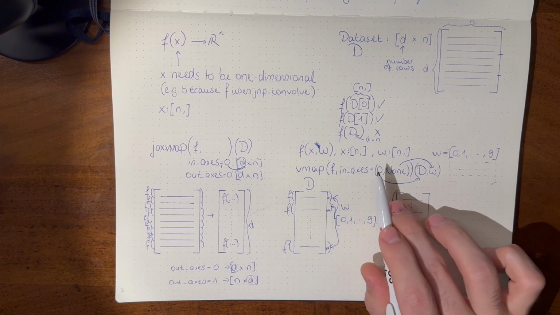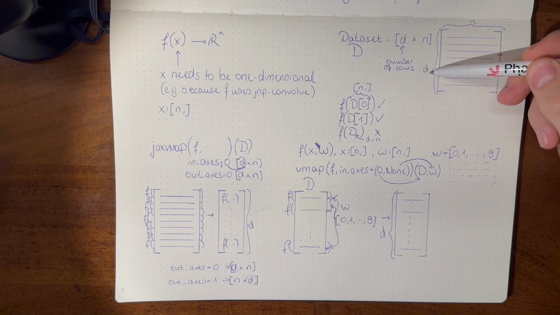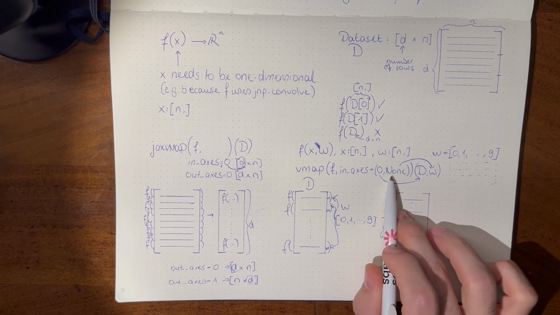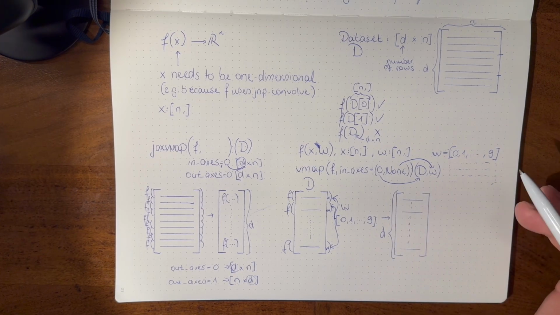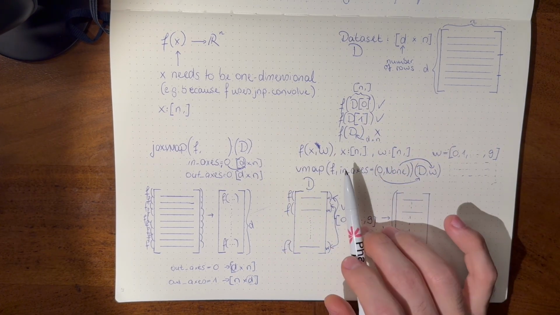So we want to take the 0th axis of this matrix, in other words, this dimension, but we don't want to do the same for W. We pass in None, and that means basically take the array as is and put that into your function.